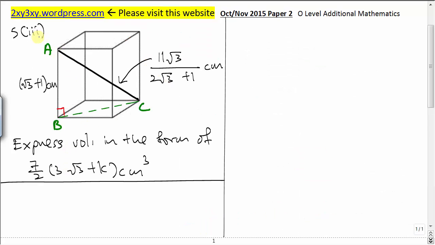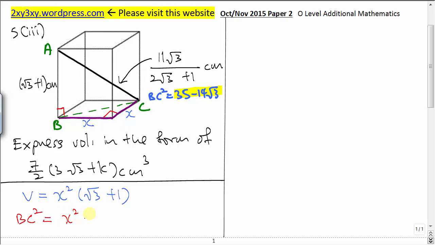In part 3 of this question, we are asked to express the volume of this cuboid in the form of this expression. Now let's set up a formula for volume. Volume will be the base area here multiplied by the height. Let's let the length of this cuboid be x, and because this is a square, this length will be x as well. So the base area will be x square multiplied by the height here. Now we don't know the expression for x, but we can find out the value of x square from this right angle triangle. Hence BC square equal to x square plus x square.